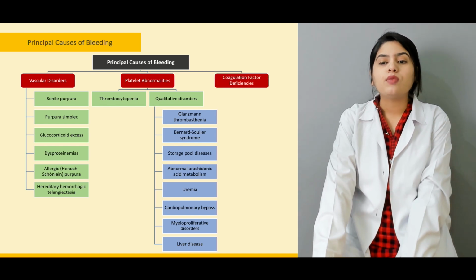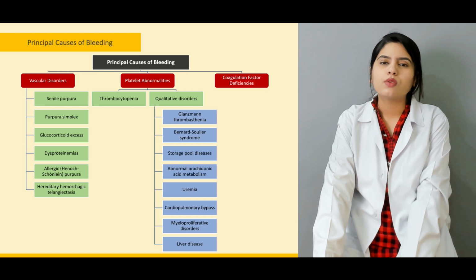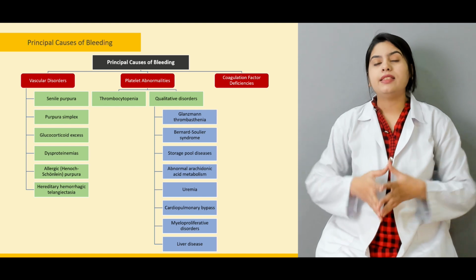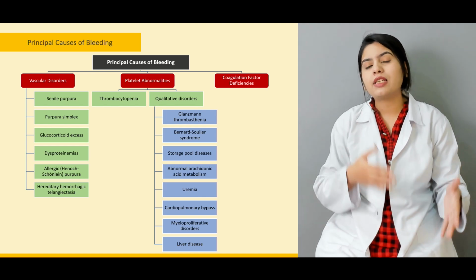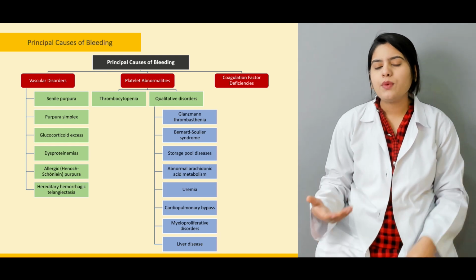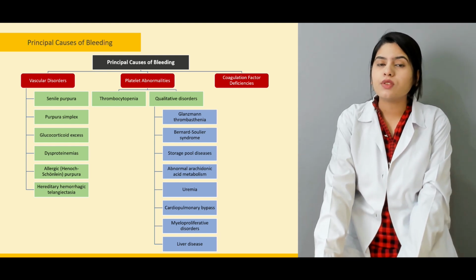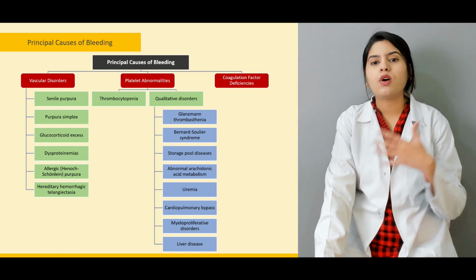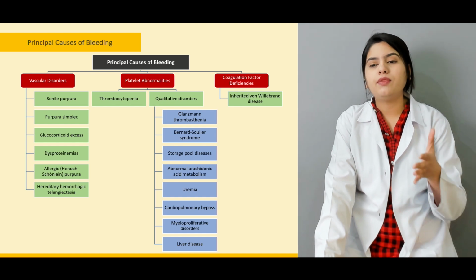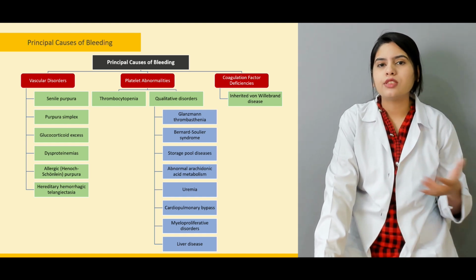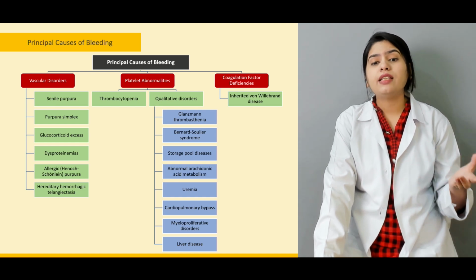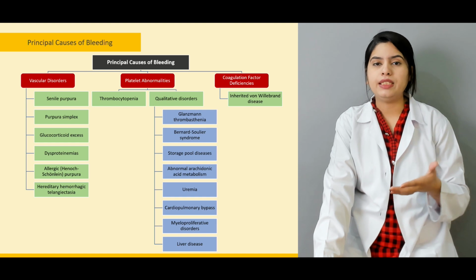Then there can be coagulation factor deficiencies. Now, coagulation factors are also very important in causing disease. As you know, the coagulation cascade that we just studied is involved in hemostasis. So whenever there is any deficiency, it is going to affect the normal process and it will cause either bleeding or clotting. Whenever there is inherited von Willebrand disease, as you know, it is involved in the platelet activation process, then there will be excess bleeding.